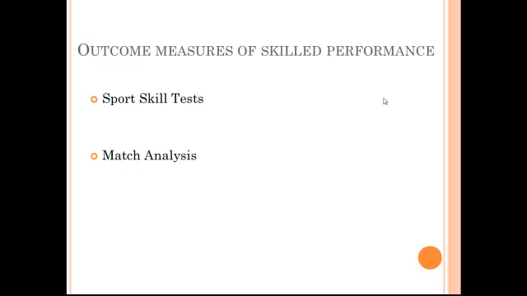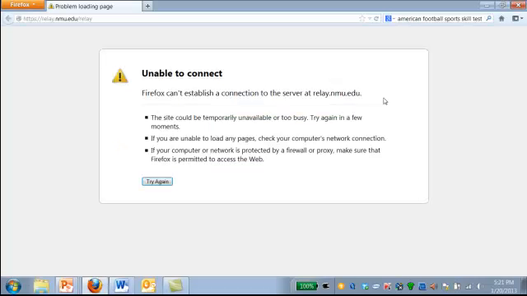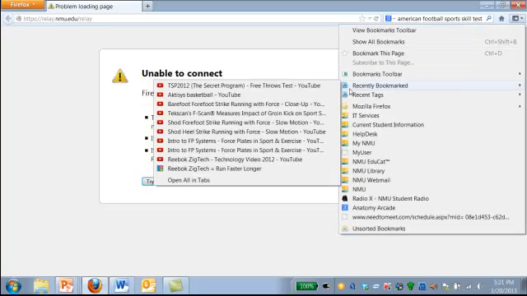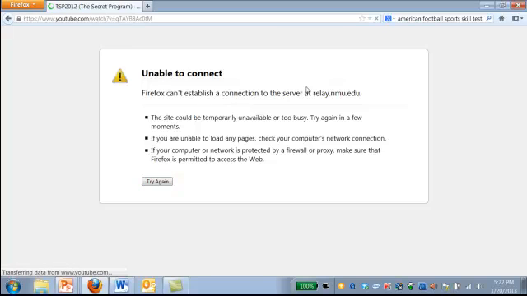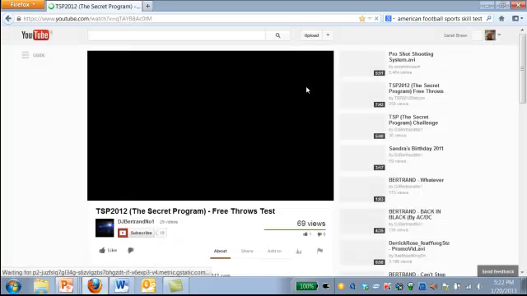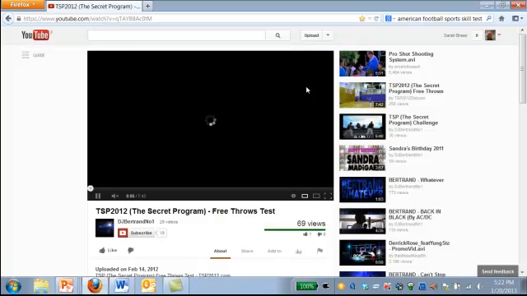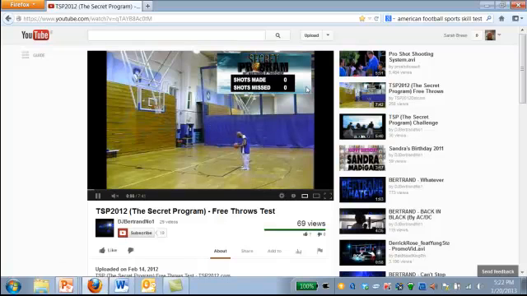We can look at that in a controlled testing environment, or we can look at that in a match environment. If we were to look at this in a controlled testing environment, we may have a basketball player who we would set up at the free throw line. We would give them a set time and a set number of shots that they had to make. We could then count the number of shots that they make and the number of shots that they miss. That would be a controlled way to test the outcome of a sports skill.